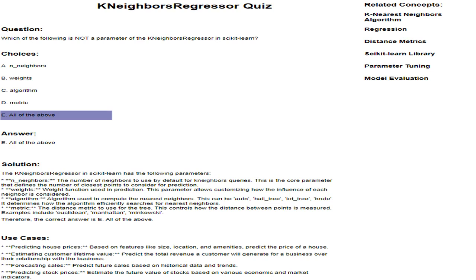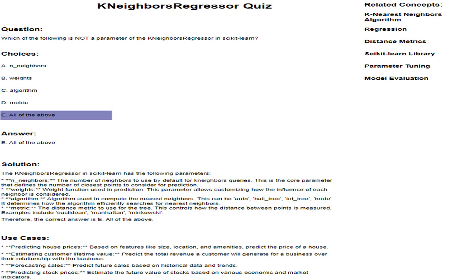Predicting the price of a stock based on various financial factors, such as company earnings, market trends, and economic conditions. Estimating the number of customers who will visit a store on a particular day based on historical data and weather patterns.